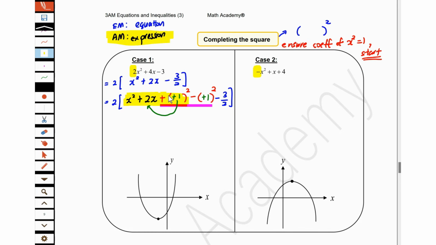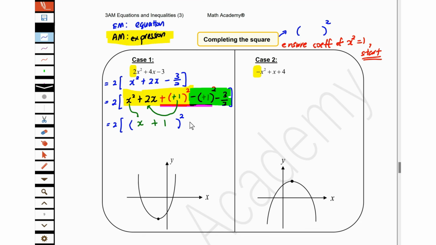Now your first three items are what you will generate as a perfect square. So my first three items will now become a perfect square. Underneath the square is x, you shall carry forward the x. Underneath the square is plus 1, you shall copy the plus 1. So my yellow color portion now becomes x plus 1 power 2. The green color portion, you can just press your calculator. Minus 1 minus 1.5 is minus 2.5. Lastly, you shall bring a 2 into the square bracket, so there's no more square bracket.